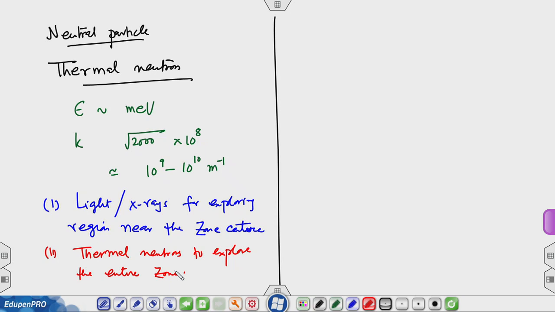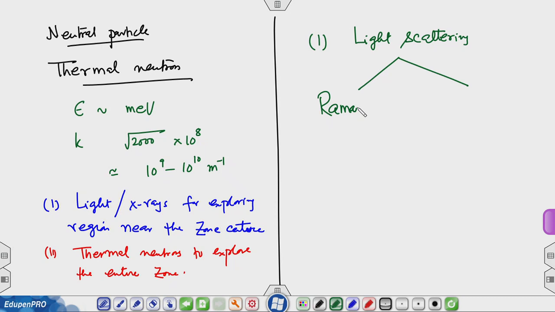Of course, now you may ask that if I am doing neutrons, how do I choose a particular wavelength neutron? So, those are the experimental techniques. So, let me discuss them one by one. First, let me take light scattering. In light scattering, there are two different scatterings. These are, we are talking about inelastic scattering. One is Raman, and the other is Brillouin scattering.